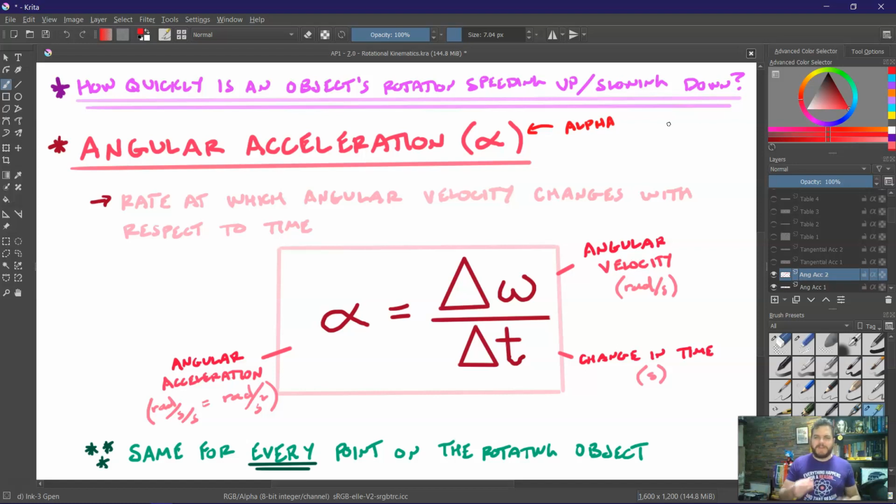And this is the rate at which angular velocity changes with respect to time. In other words, is the angular velocity increasing or decreasing? Is the object's rotation speeding up or slowing down? So that's delta omega over delta t, where angular velocity is in radians per second, delta t is the change in time in seconds, and the angular acceleration is in radians per second squared. And once again, this is the same for every point on the rotating object.